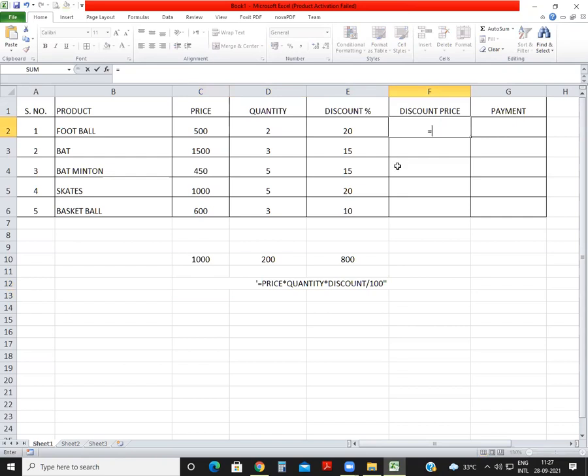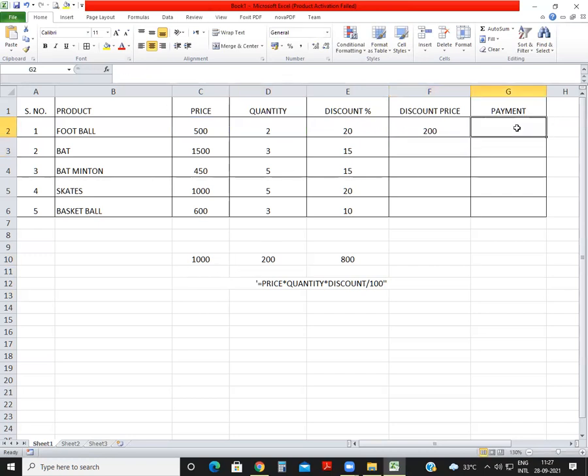So first you have to press the equal, then click on the price, then multiply sign, then click on the option quantity, then multiply, then click on the discount value, this discount value 20, then divide and then 100, as it is same given in your book, and then find out the discount price. Discount price is 200. It is same answer.